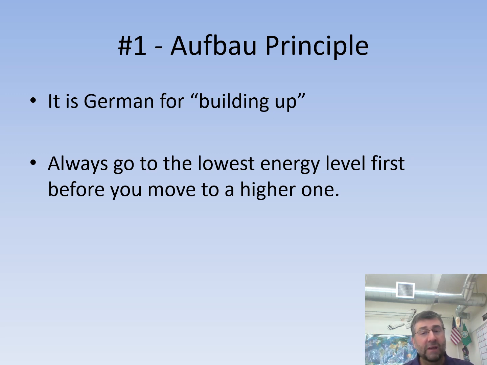And basically what it says is always start at the lowest energy level first and then work your way up to higher ones. So electrons are always going to want to go in as close to the nucleus as they can. And then only when those spaces are full do they move to the next higher energy level and you work your way up from there. Electrons being negatively charged are attracted to the positive charge of the nucleus, so they want to get as close as they can be. So you always start at the lowest energy level first.